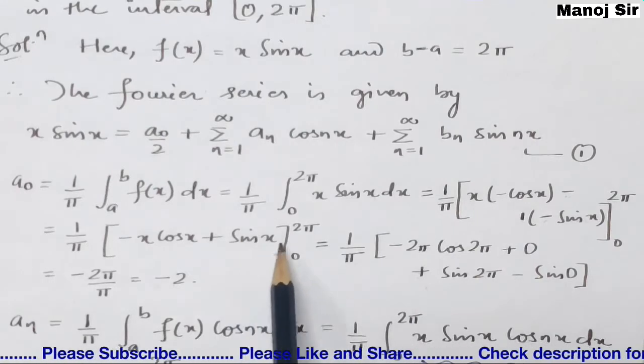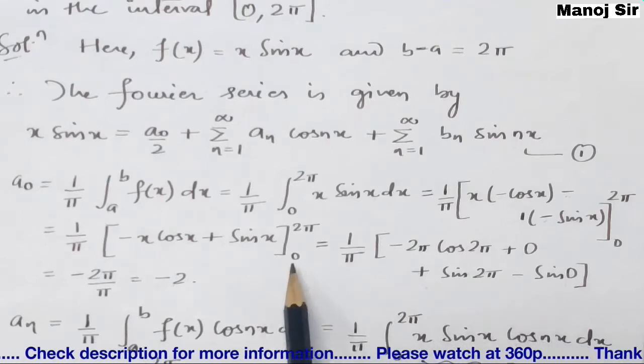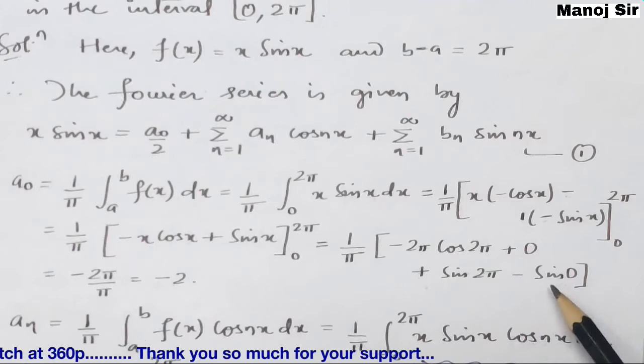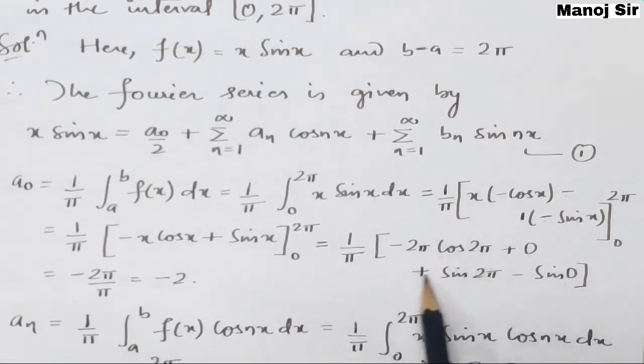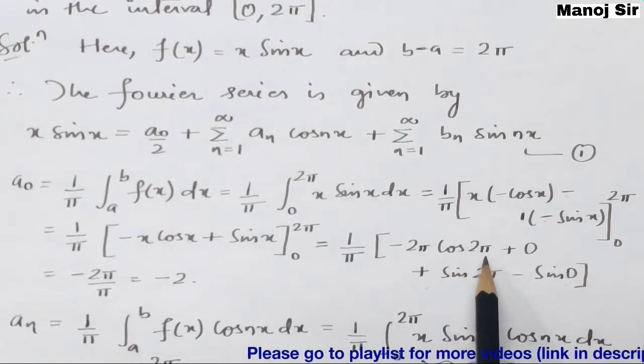Now coming to this, sine of 2 pi. This is positive, so the lower limit will become negative, that is sine of 0. Since we know that sine 2 pi and sine 0 are both 0, we are left with only this term, that is minus 2 pi into cos of 2 pi. And we know that cos of 2 pi is how much? 1.